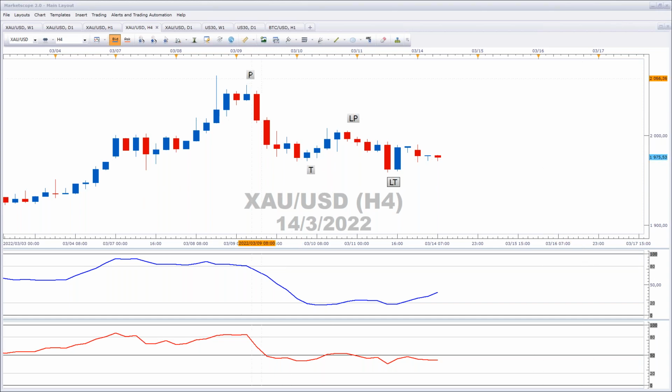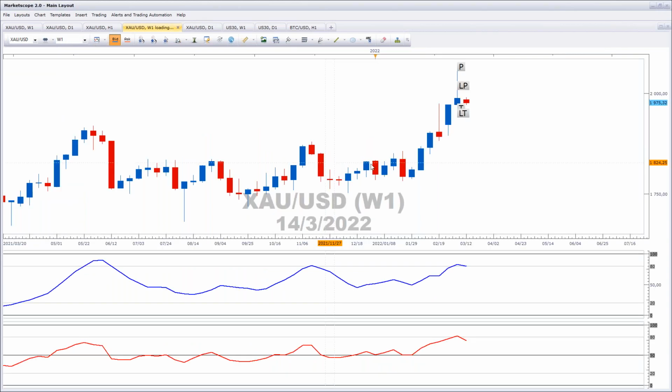So you can see here you've got your peak, trough, lower peak, lower trough. Well, that's a downtrend, right, on the 4-hour. So gold does seem to be moderating. It's coming down, and we're going to just explore this in a bit more detail. I just want to go up to the weekly. Let's see what the weekly chart looks like.